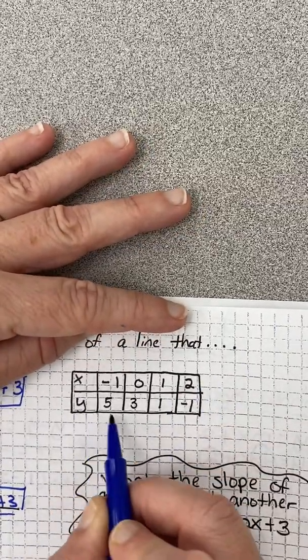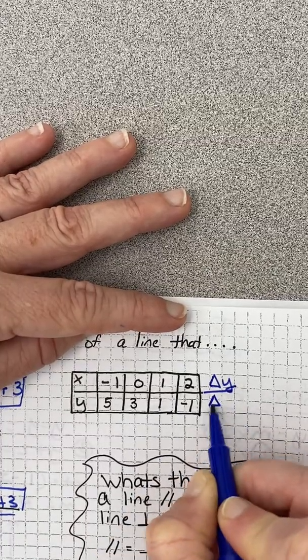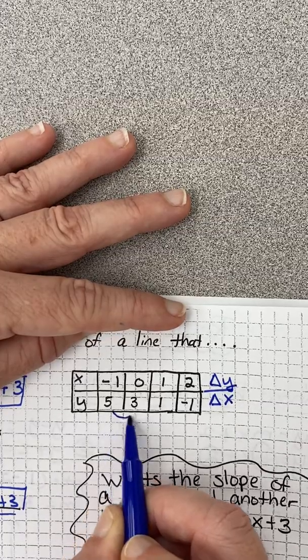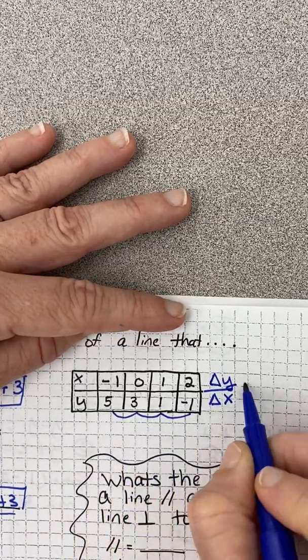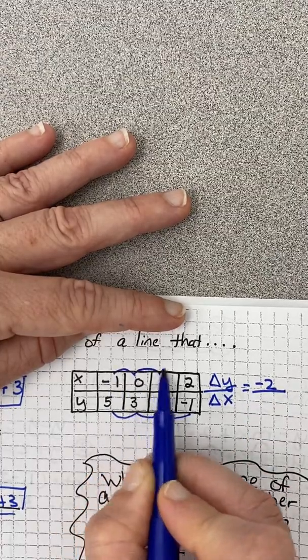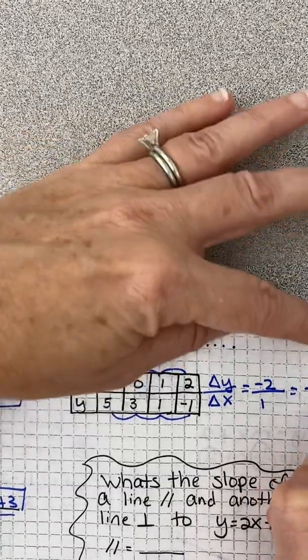Remember, it's the change in y over the change in x, okay? So the change in y. So what's happening? This is going down by 2 every single time. So the change is going down by 2, and over here, it's going up by 1. So my slope is -2.